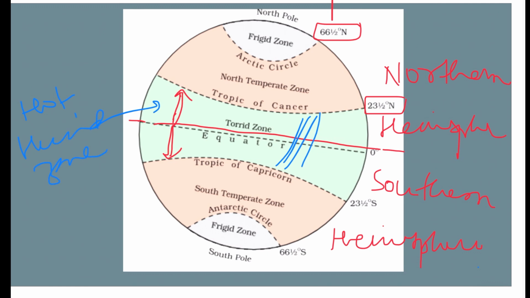Whereas the zone between 23.5 degree north and 66.5 degree north, and the same for the south, 23.5 degree south and 66.5 degree south, is called the temperate zone. And above that, 66.5 degree north and south to the North Pole and South Pole, this zone is called the frigid zone. So we have learned latitude.